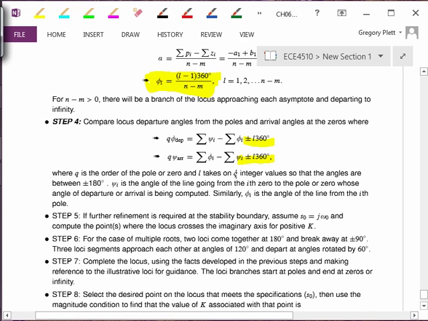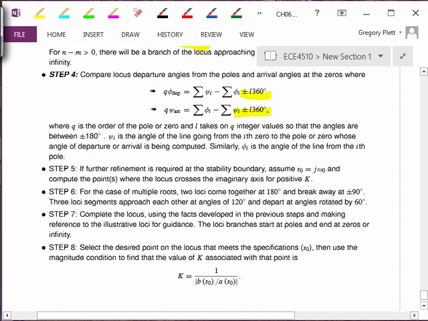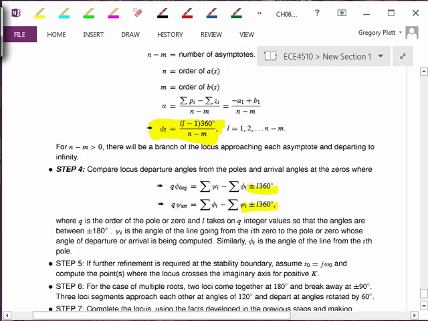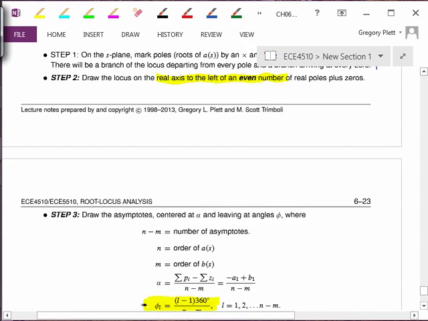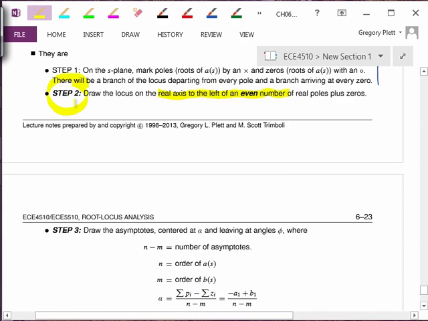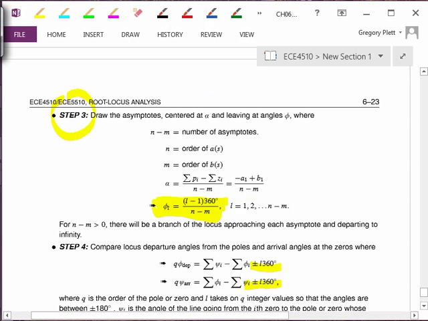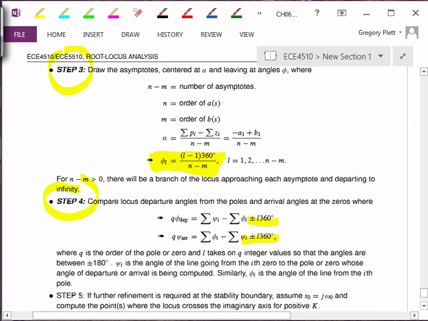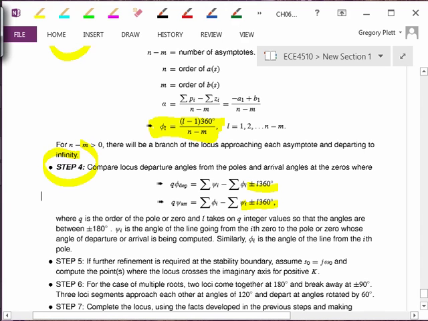Step 5 is the same. That's the Routh test. Step 6 is the same. That's the breakaway points. Step 7 is the same. Step 8 is the same. So the only steps that have changed are ones that I have highlighted here. Step 2, italic boldface. Step 3, italic boldface. And step 4, italic boldface. Those are the only three, and they're very, very minor changes, so you should be able to handle either case. So that concludes our section on root locus analysis.